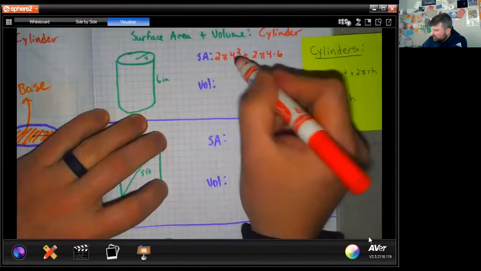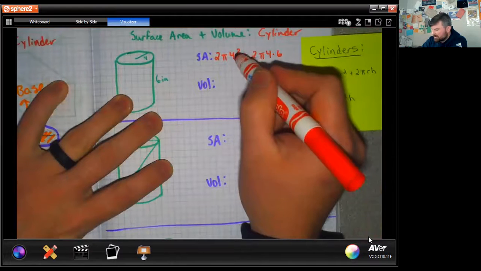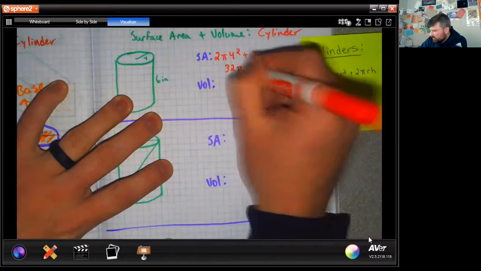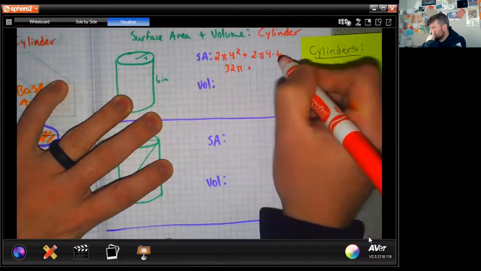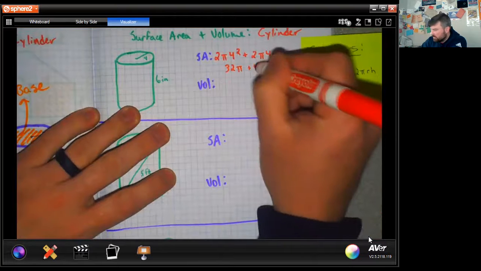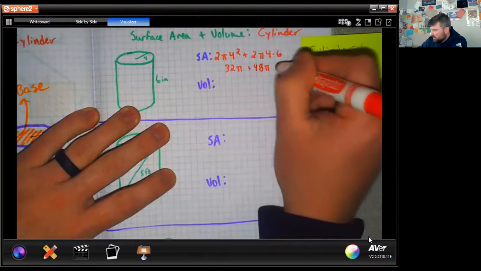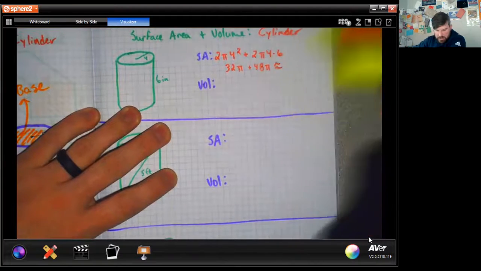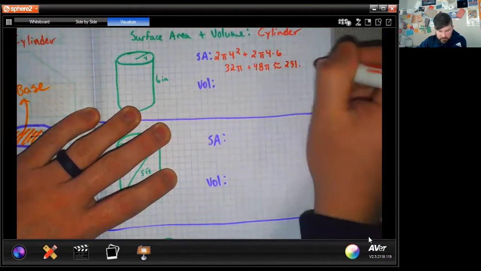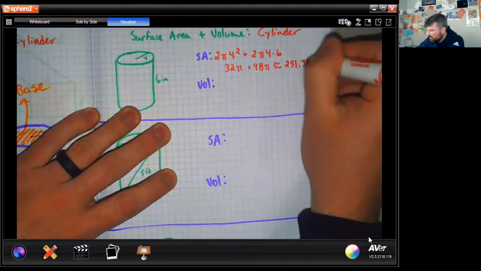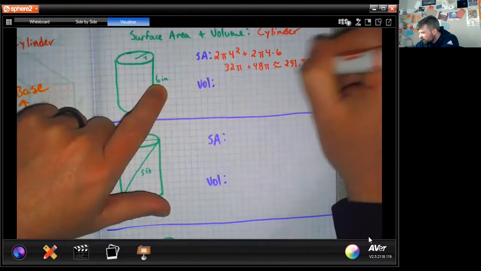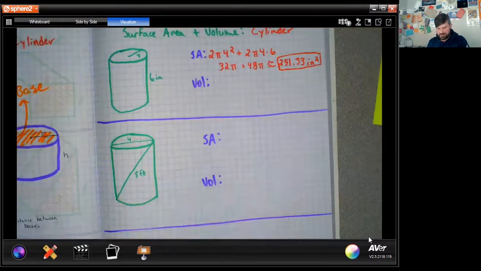Okay, so we have 4 squared, so 4 times 4 is 16. 16 times 2 is 32 pi, plus 4 times 6 is 24. 24 times 2 is 48 pi. And if you put that into a calculator, you're going to get about 251.33, and we have inches squared. Okay, let's go to 2 decimals on these problems.